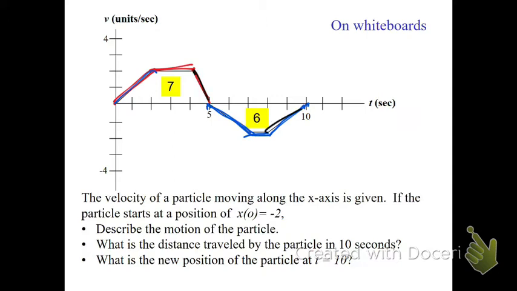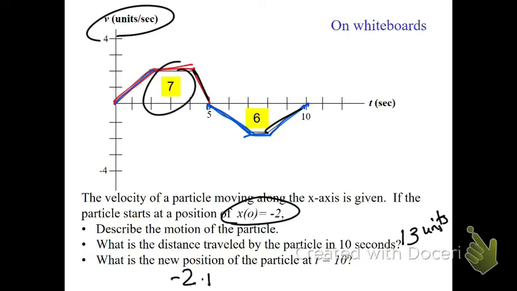Okay? All right, distance traveled. Distance is never negative, so it's 7 plus 6. That one should have been 13, and what is this? Units. Okay, looking at that, new position requires a starting position. This is the starting position, so it's -2 plus 7 minus 6.